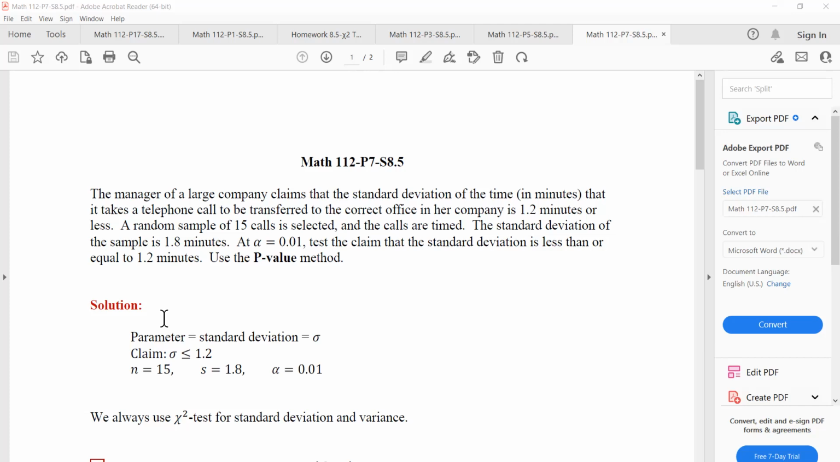Remember, your parameter is going to be one of those 4 that I showed you on the previous whiteboard. Okay. Since your claim is that the standard deviation is less than or equal to, the fact that you have the equal to makes this part of the null hypothesis. So sigma is less than or equal to 1.2 is my claim. And all she did here was record the givens.